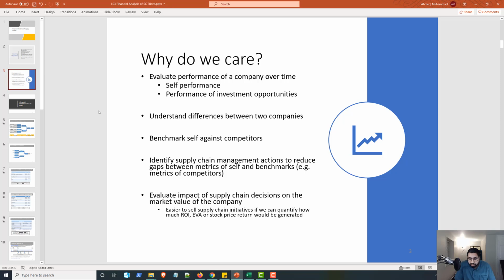We can use it to understand differences between two companies or two supply chains. This can be really powerful because a lot of differences and similarities can be found between two supply chains just by looking at publicly freely available financial data. This can help us benchmark against other companies.